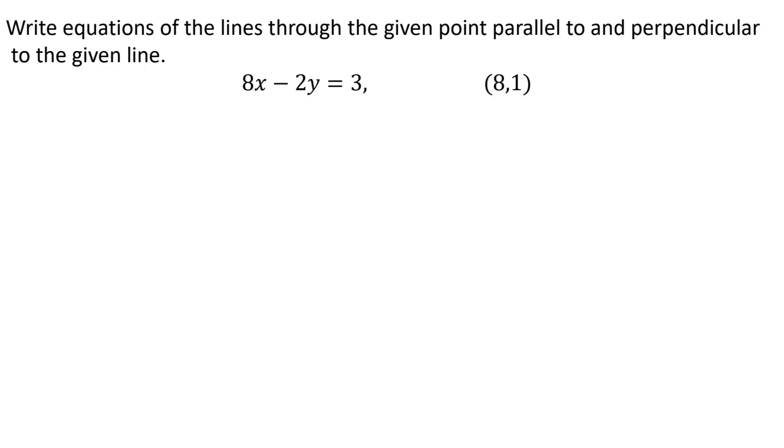Write equations of the lines through the given point that are parallel and perpendicular to the given line. So to review, we know that two lines are parallel if they have the same slope, and we know that two lines are perpendicular. I like to call that they have opposite slopes. So let's go through this.